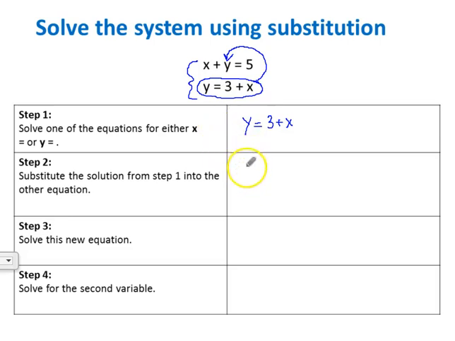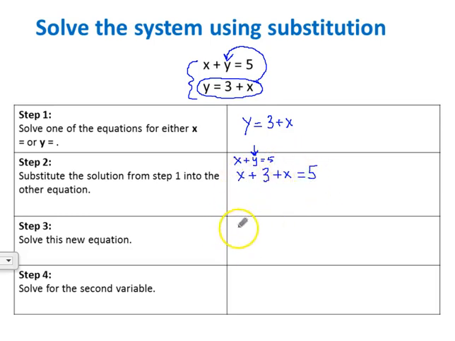So now I'm going to look at that other equation, x plus y equals 5, and whenever I see the y, I'm going to plug in 3 plus x. So this came from right here, and then we set it equal to 5. If I want, I can plug in that top one. So we changed the y into 3 plus x, and then we need to solve for this new equation.